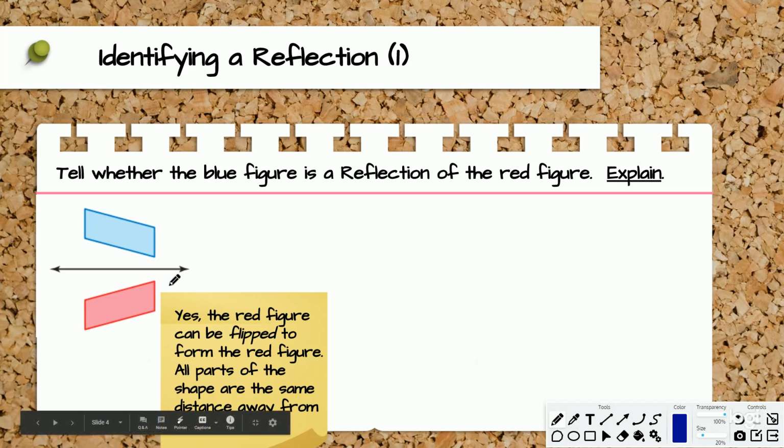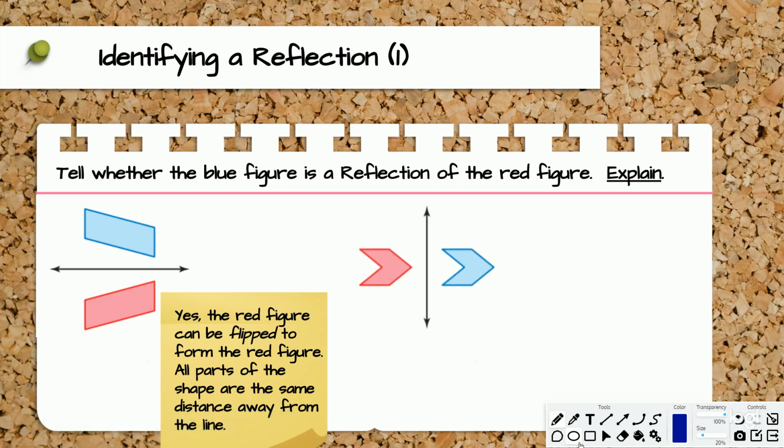So here's the line of reflection. The point closest to the line is the same distance as the blue one. The red is the same distance away as the blue one. So everything is the same distance away from this line, so it is a reflection.